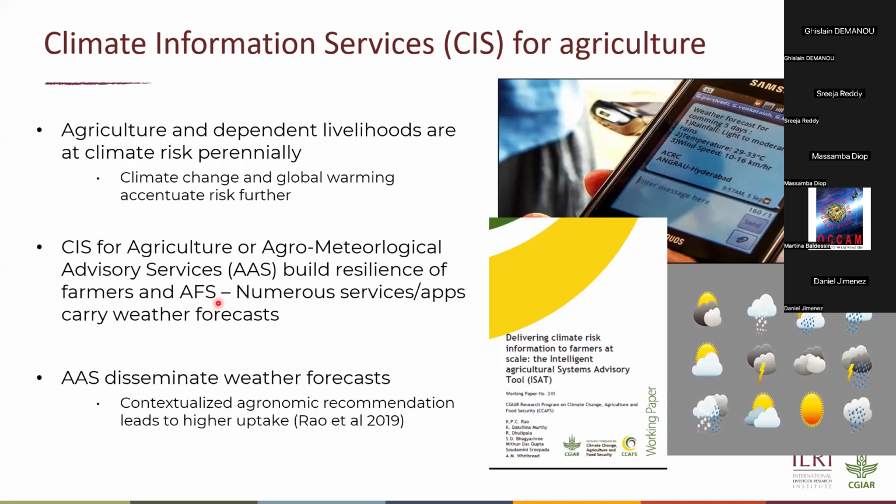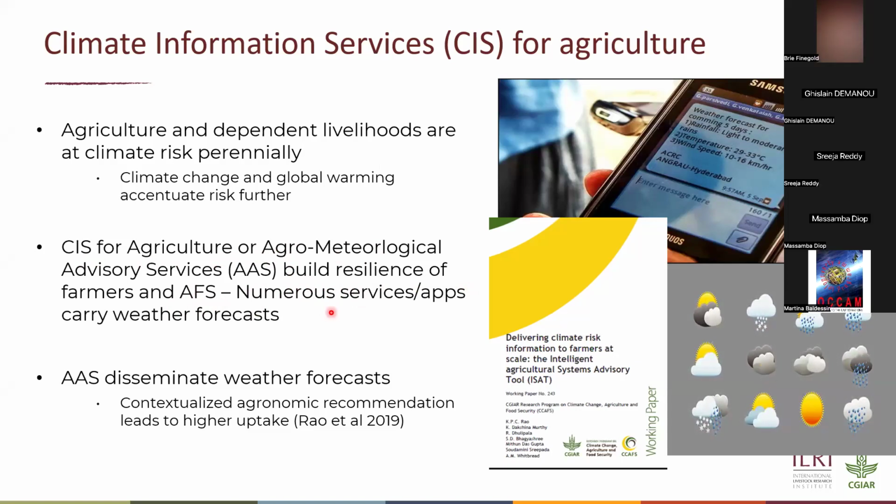The proof in the pudding is if you open the countless number of mobile apps for agriculture that are available in an app store or a play store today, you will see the majority of those apps have some sort of weather forecasting information that is accessible through them, right? So in a way, that is proof that farmers genuinely use and demand good quality weather forecast or climate information services, right?